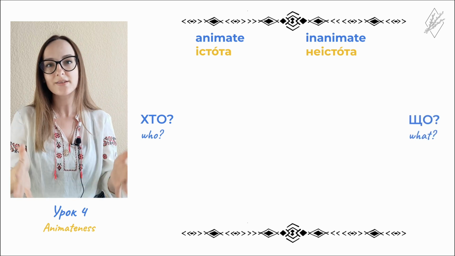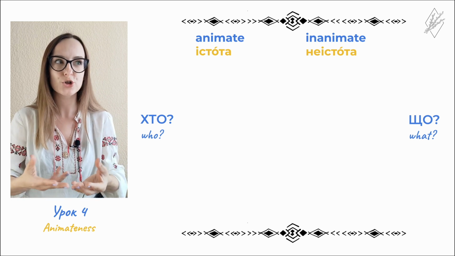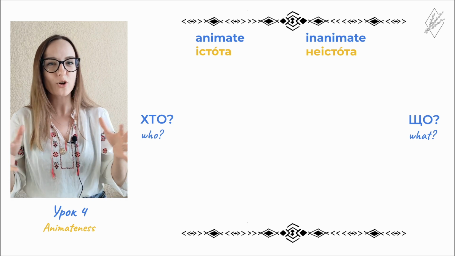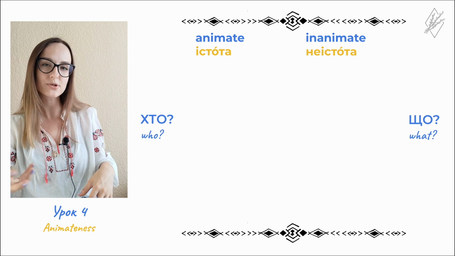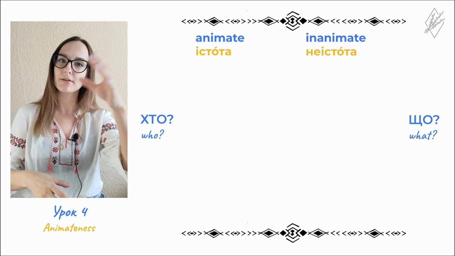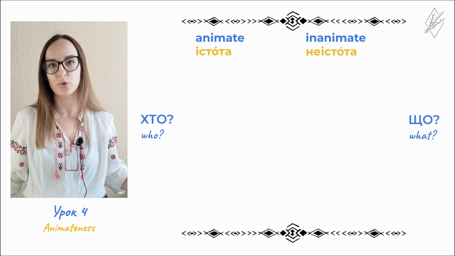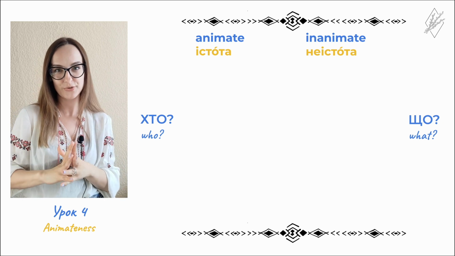Inanimate words answer the question what. Що? Що це? What is this? According to the logic, we understand that all alive creatures will be animate, while everything else will be inanimate. And in general, this rule works. But there are some nuances that I want to discuss.